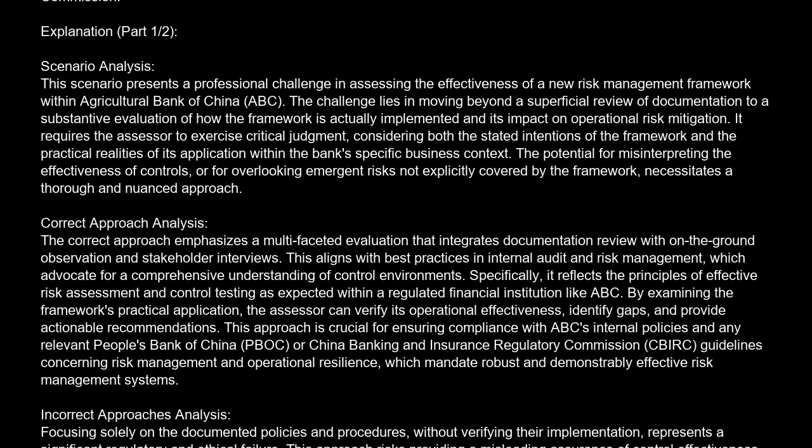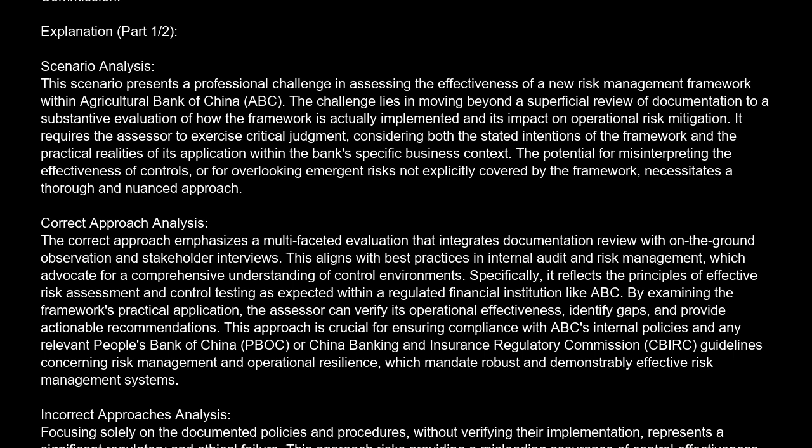Explanation: scenario analysis. This scenario presents a professional challenge in assessing the effectiveness of a new risk management framework within Agricultural Bank of China, ABC. The challenge lies in moving beyond a superficial review of documentation to a substantive evaluation of how the framework is actually implemented and its impact on operational risk mitigation. It requires the assessor to exercise critical judgment, considering both the stated intentions of the framework and the practical realities of its application within the bank's specific business context. The potential for misinterpreting the effectiveness of controls or for overlooking emergent risks not explicitly covered by the framework necessitates a thorough and nuanced approach.